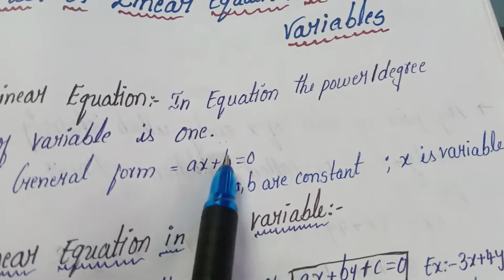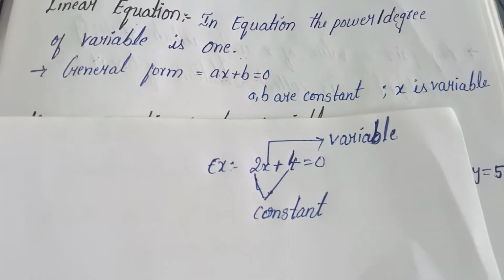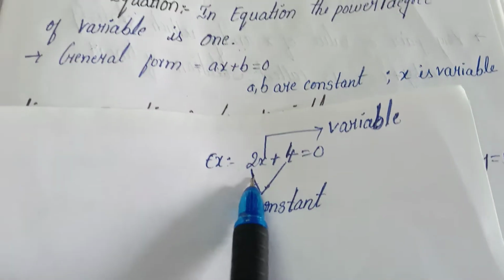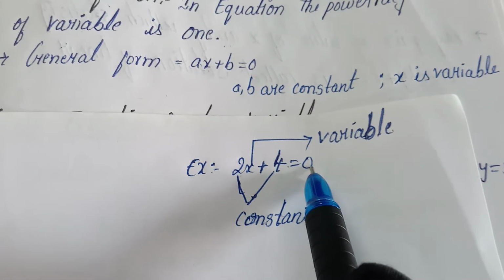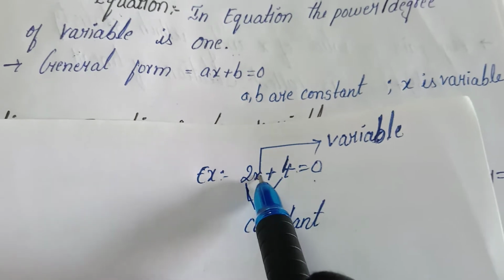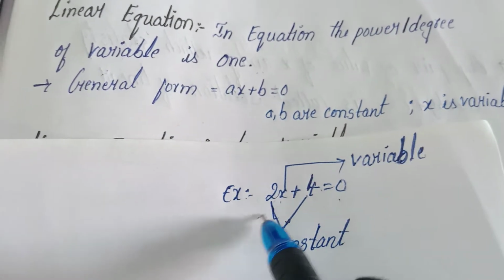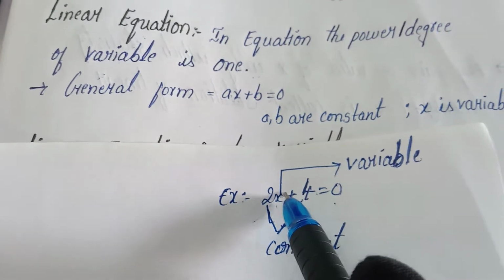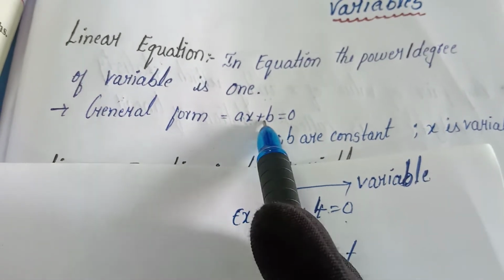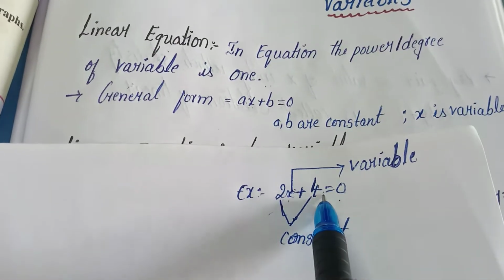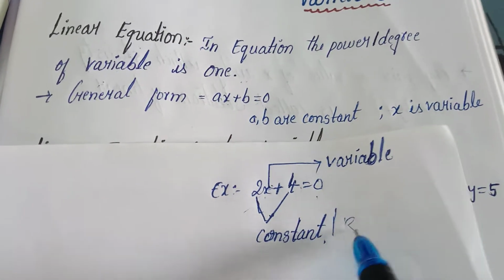To understand this expression, we are taking one example of a linear equation. This is the example: 2x plus 4 equals 0. It is a linear equation because x is a variable, and the power, the degree of this variable, is 1. Here a and b are constant numbers, here 2 and 4. What is a constant number, ma'am? A constant number means any real number.